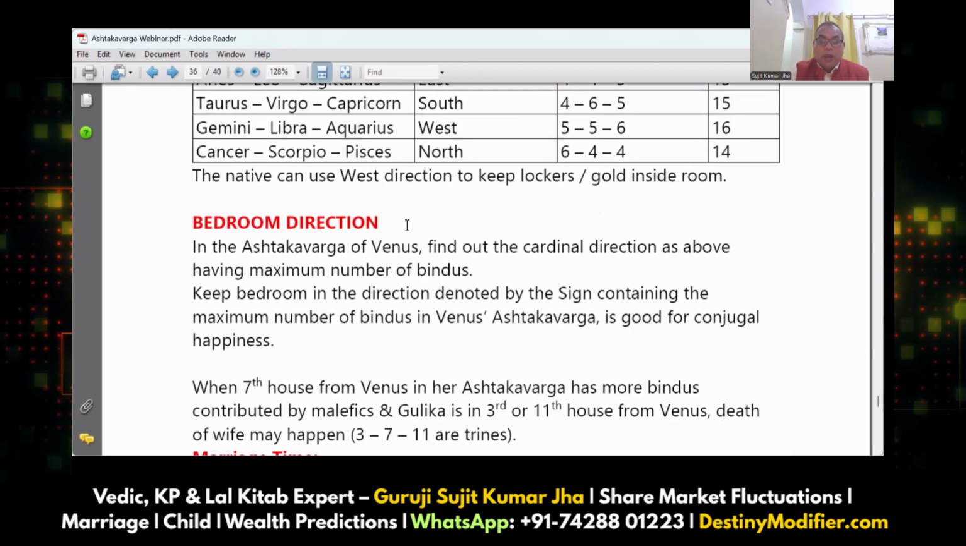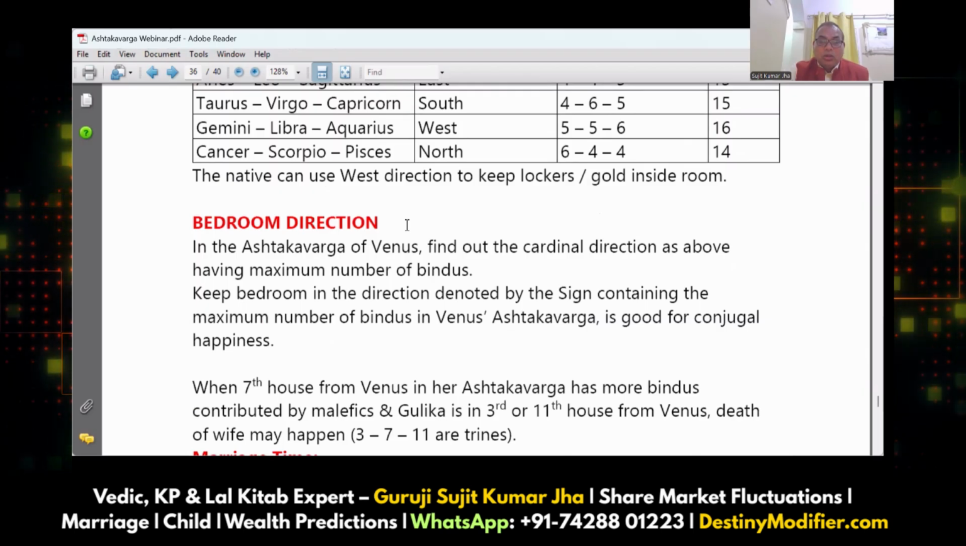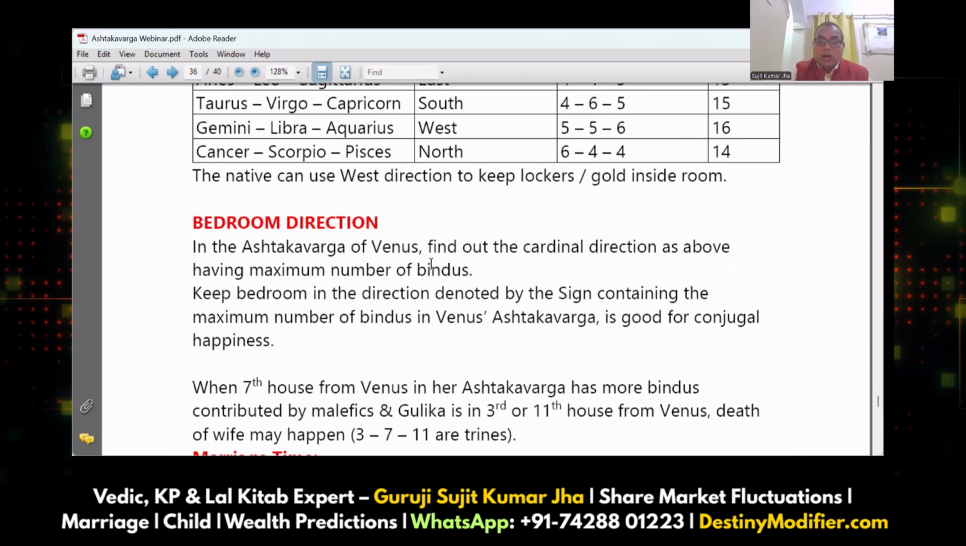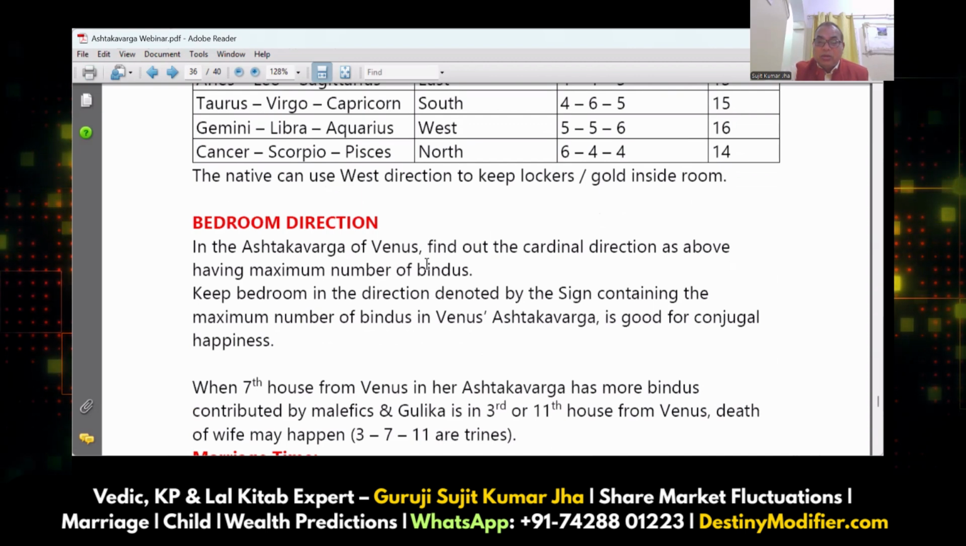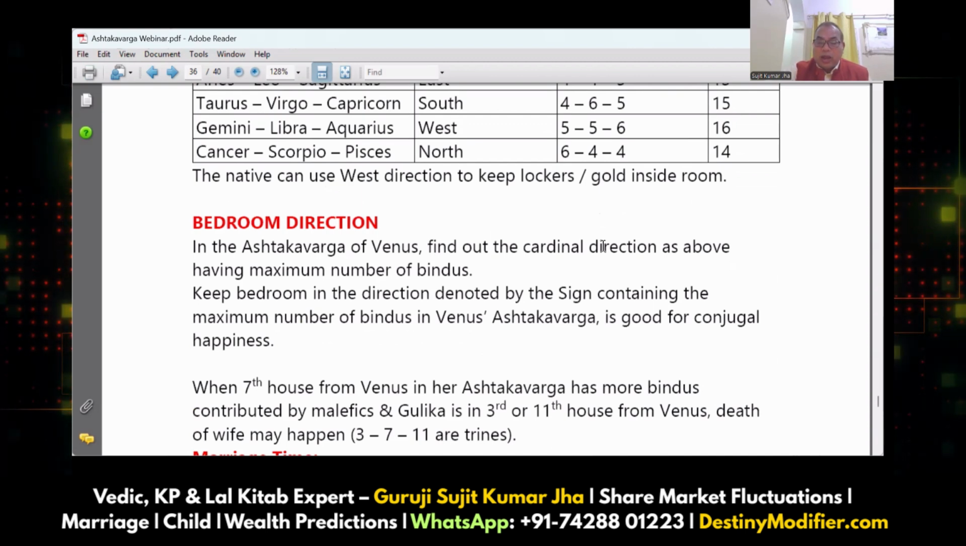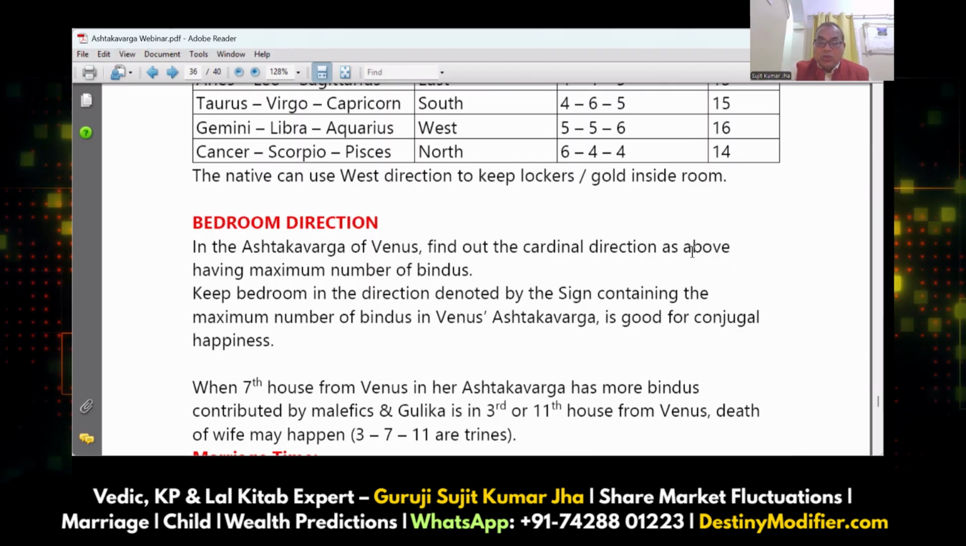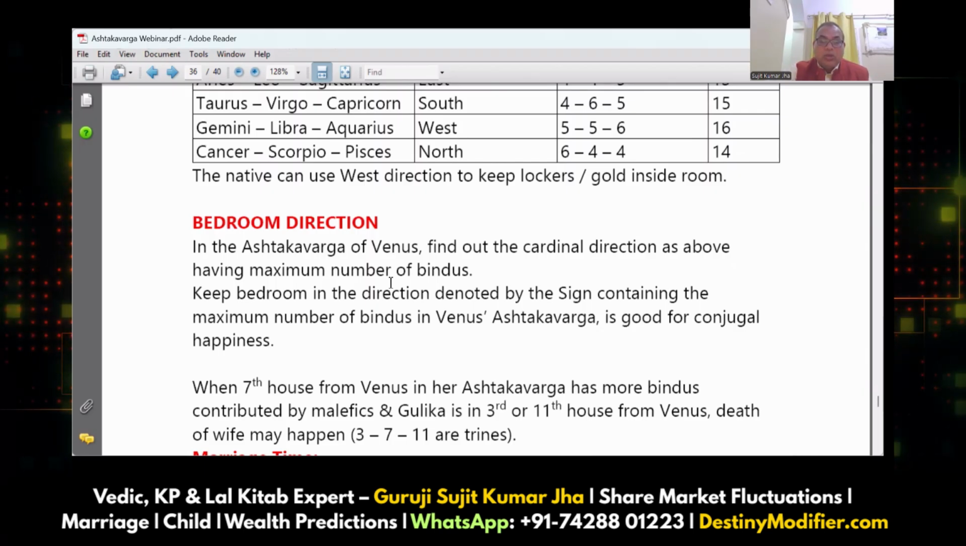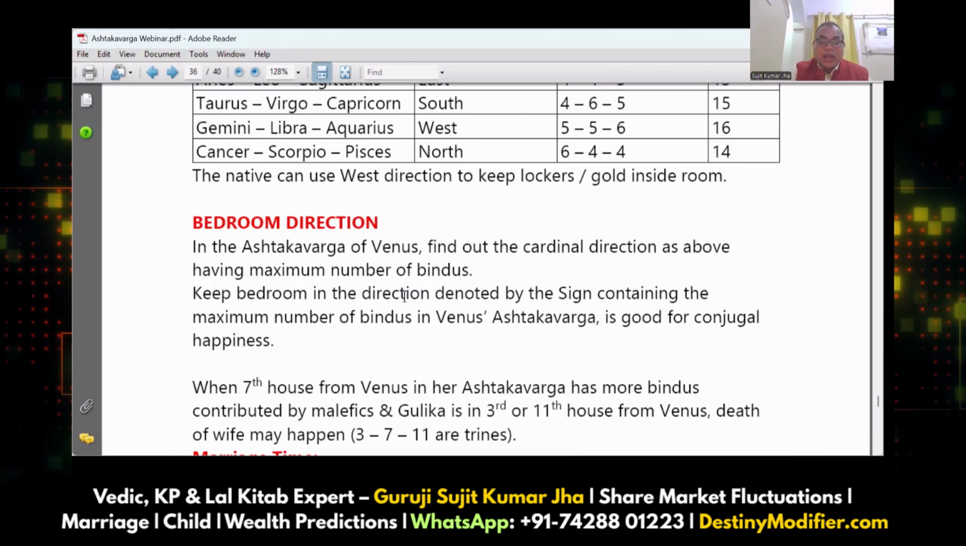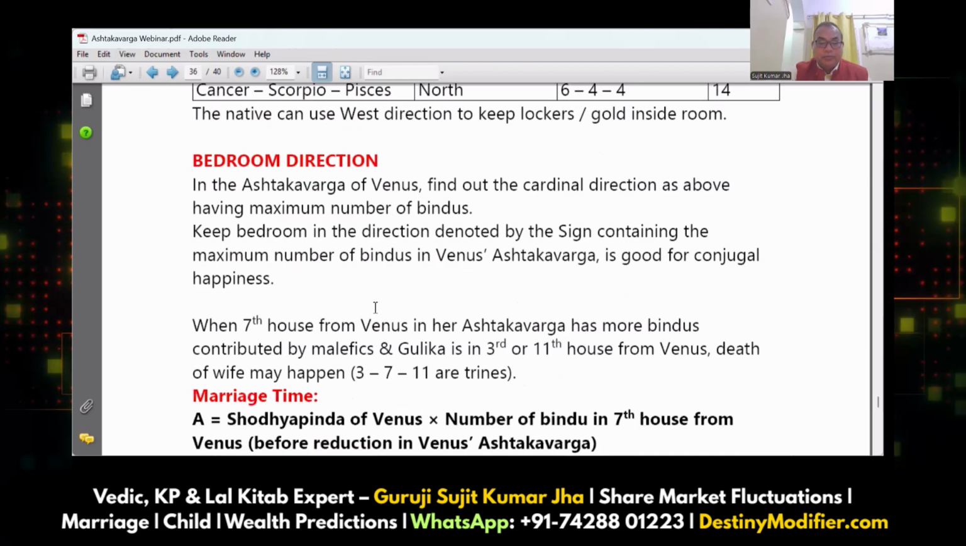Now, where to keep the bedroom in your house? You have to consider the Ashtakavarga of the planet Venus. Find out the cardinal direction which has the maximum bindu in Venus Ashtakavarga. In that direction, keep the bed.